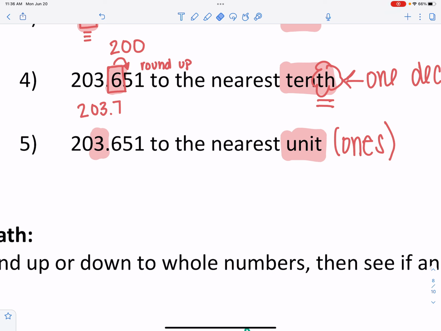203.651 to the nearest units, or the ones place. So I went ahead and highlighted that one. I'm going to look to the place value to the right. That is 5 or greater, so it's going to round up as well, which is going to give me 204. And so there are your examples of rounding.